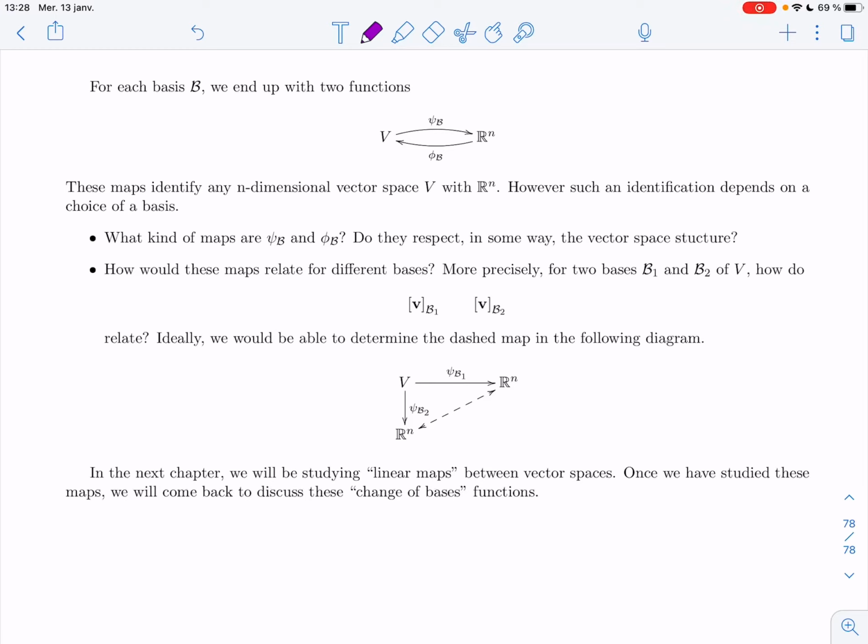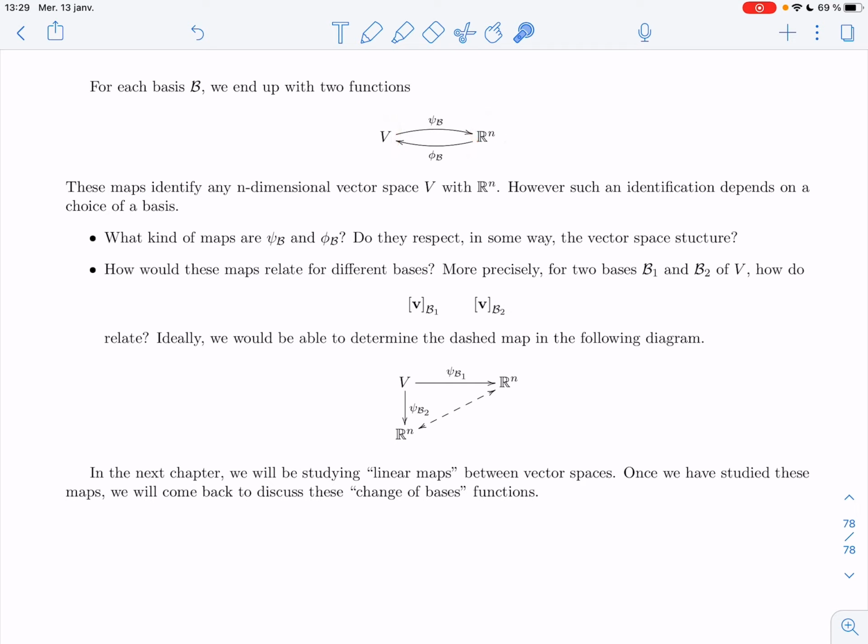All right, so we defined coordinate maps, we've defined the coordinate vectors, and really what we've learned is that for any basis for a vector space V, we end up with two functions. One going from V to Rn and one going from Rn to V. These maps identify any n-dimensional vector space with Rn. So you think, all right, so we don't need to study all of them. They're all exactly like Rn.